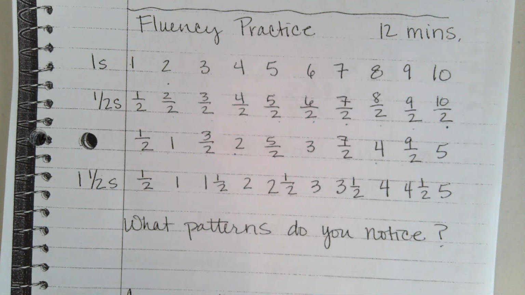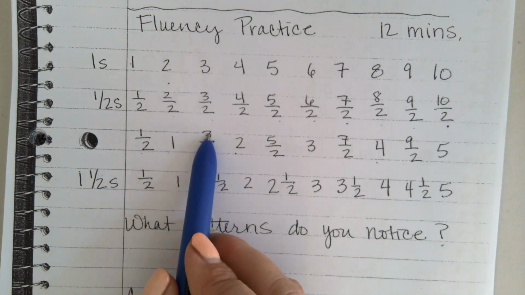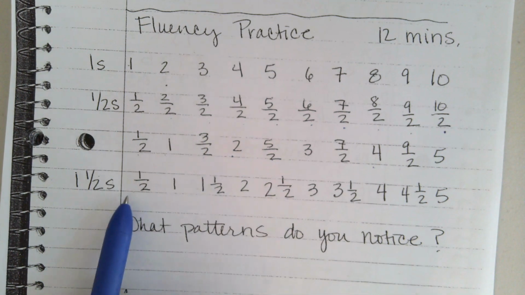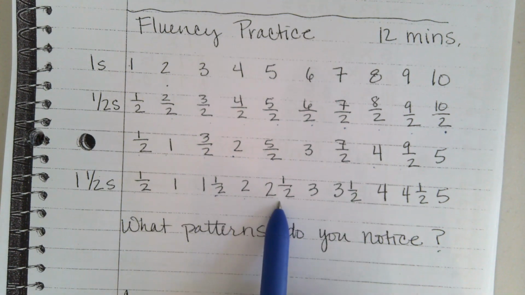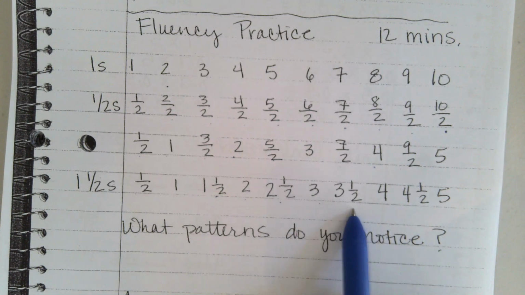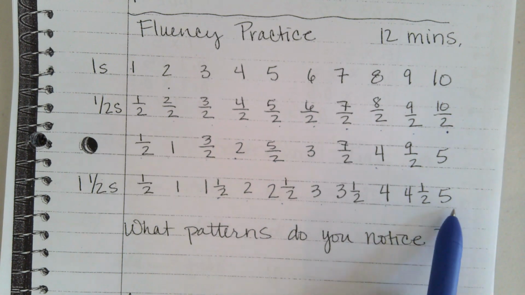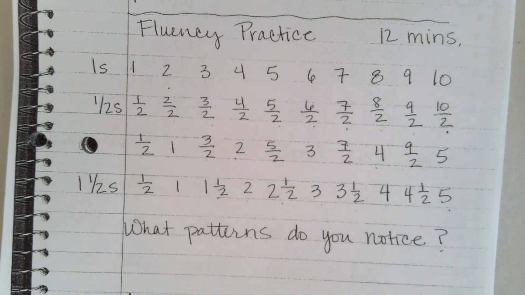All right, from here, let's count halves again, but this time change the improper fractions to mixed numbers. So a half, 1, 1 and a half, 2, 2 and a half, 3, 3 and a half, 4, 4 and a half, 5. All right, were there any patterns that you noticed?